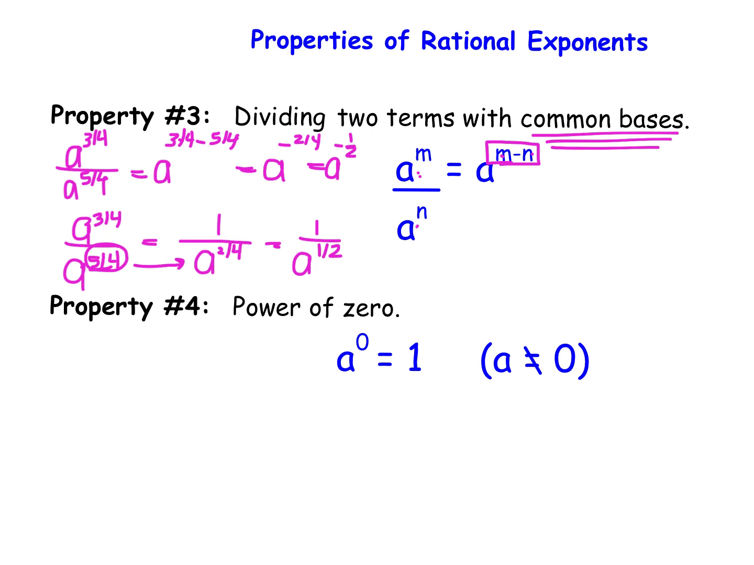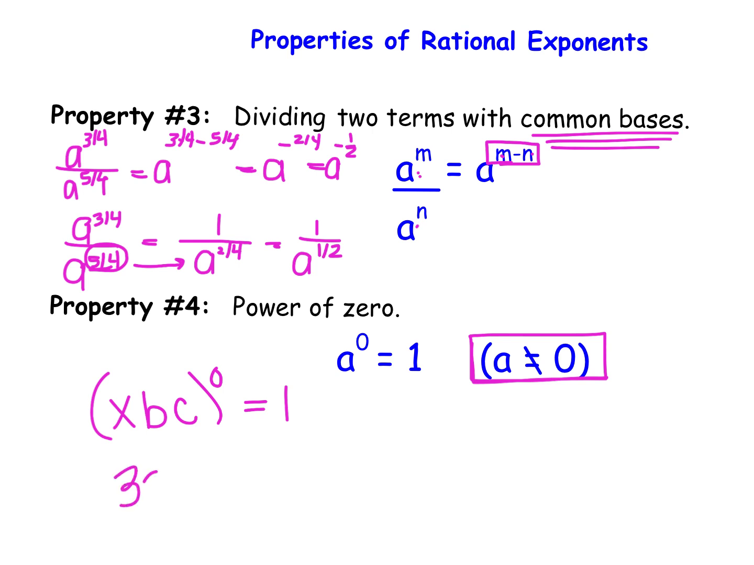Now property number 4 deals with the property of 0, and this works every time a is not equal to 0. That's just because a equals 0 is a different unique case. But anytime we have a number to the power of 0, that is going to equal 1. So we could have x, b, c, all in parentheses to the power of 0. That entire statement will equal 1. We can have 32,768, all raised to the power of 0. That will equal 1.